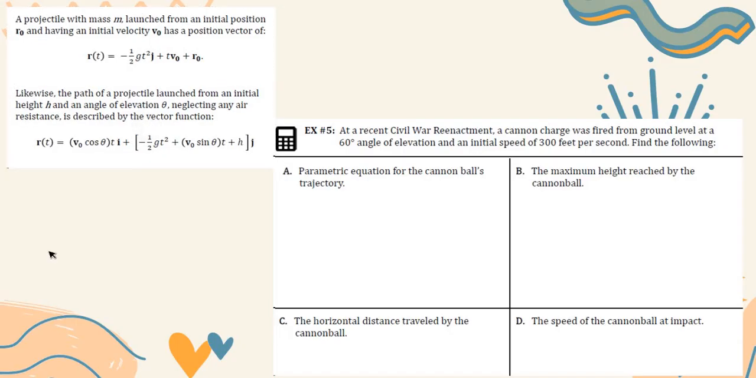So it says a projectile with a mass m launched from an initial position r sub 0 and having an initial velocity of v sub 0 has a position vector of r of t equals -1/2 g t squared times our j vector plus t v sub 0 plus r sub 0. Likewise, the path of a projectile launched from an initial height h and an angle of elevation theta, neglecting any air resistance, is described by the vector function v of t equals v naught cosine of theta t times i plus all of that stuff times j.